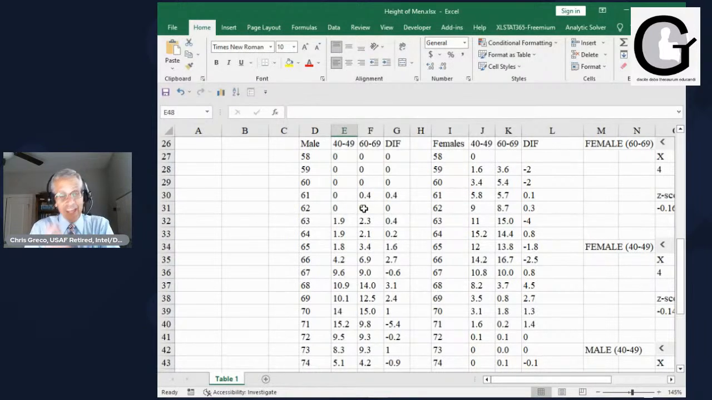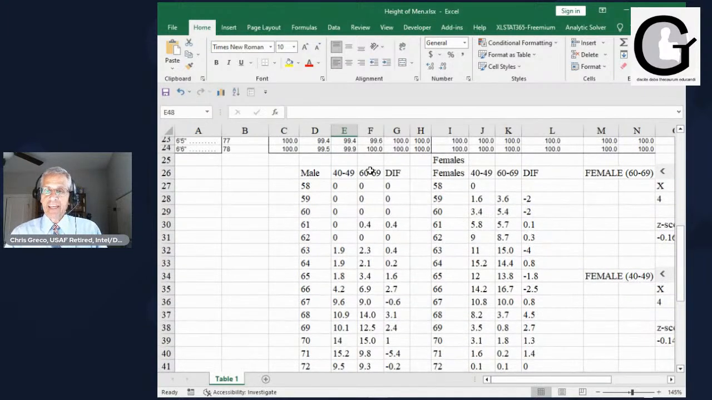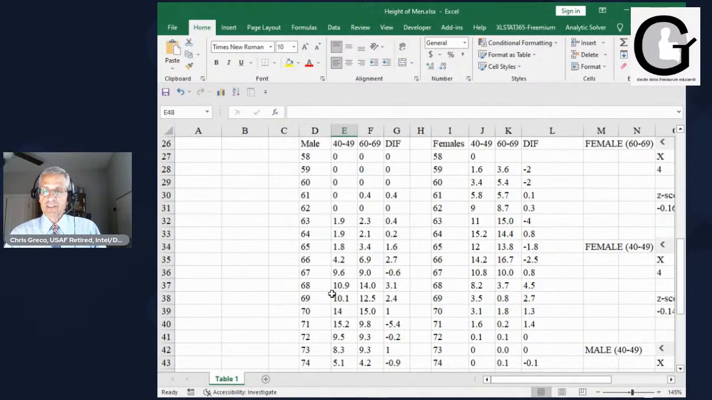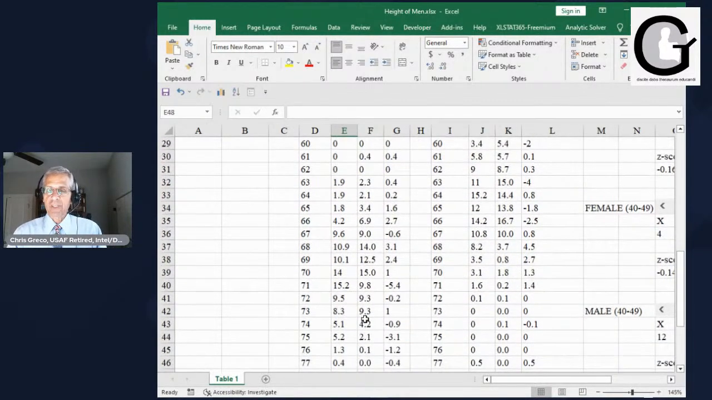Most of the time it turns out okay, but raw numbers are really what you want to work with when you work with data, because a percentage is basically a probability of something happening. So, in other words, there's a 1.9% chance that a man age 40 to 49 will be 63 inches, right? Whereas there's a 10.9% chance that they will be 68 inches, and 10.1 they'll be 69 inches, and 14% that they will be 70 inches. So, all these things you take a look at and you go, well, that's really interesting, Chris, but how does this relate to standard deviation?